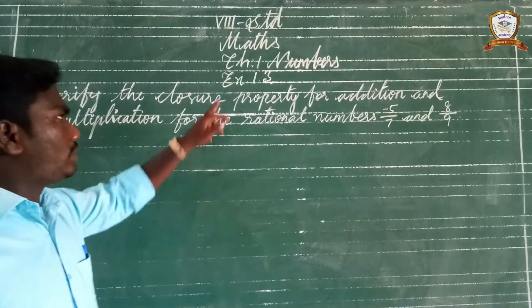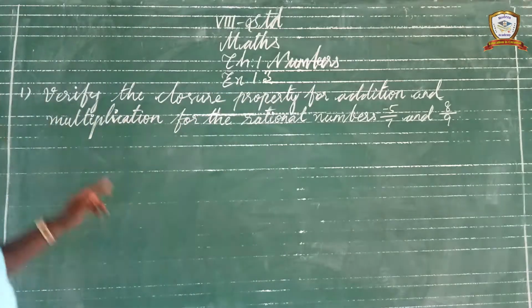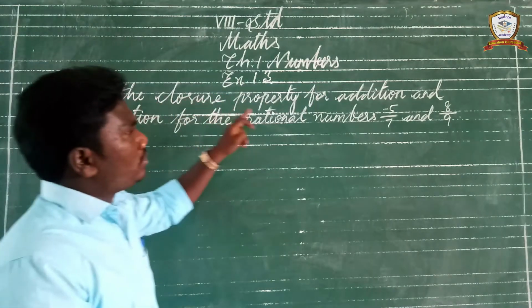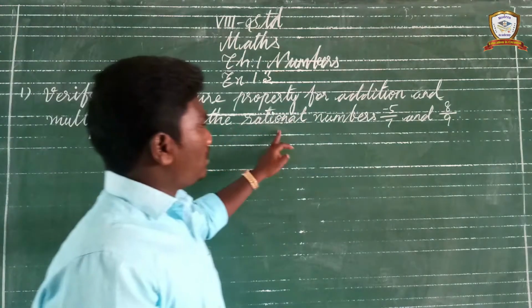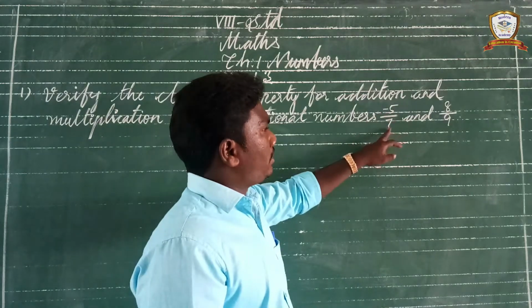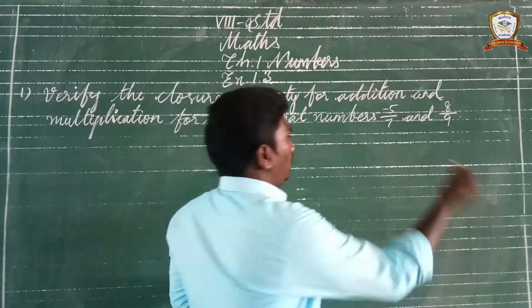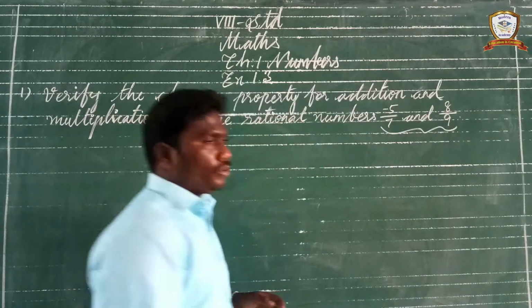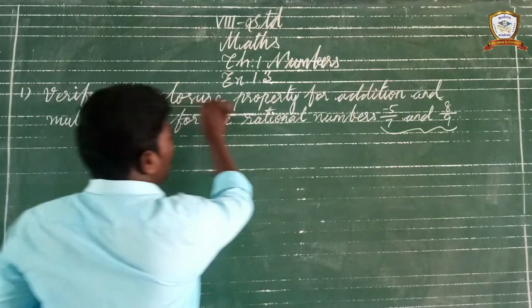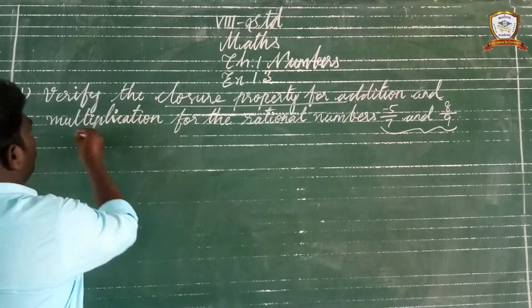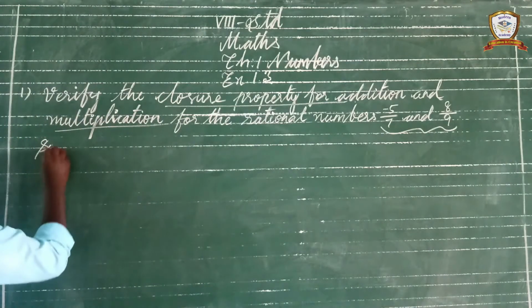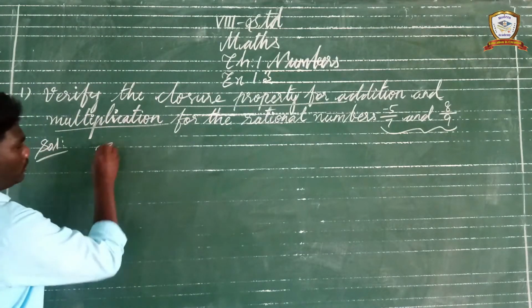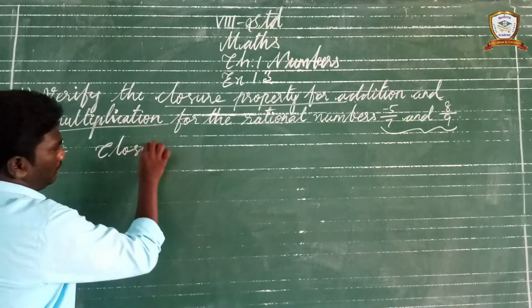Okay, today exercise 1.3. Now first sum: verify the closure property for addition and multiplication for the rational numbers minus 5 by 7 and 8 by 9. Here are given two rational numbers. You want to verify the closure property for addition and closure property for multiplication. Okay, first we can find closure property for addition.